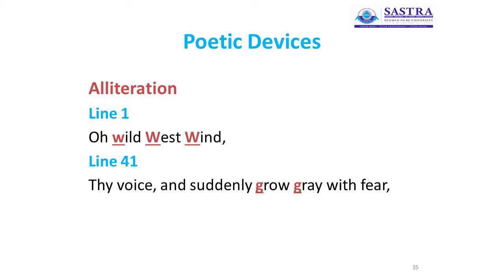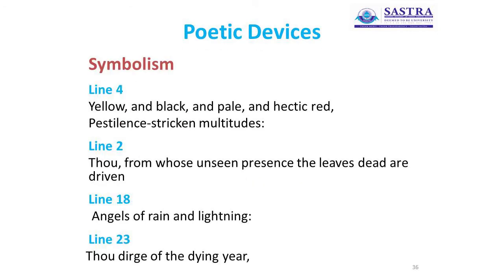Now, let us see in line 41, the sound g. In that line it runs, "thy voice and suddenly grow grey with fear." So, there is another alliteration here where you say grow and grey.